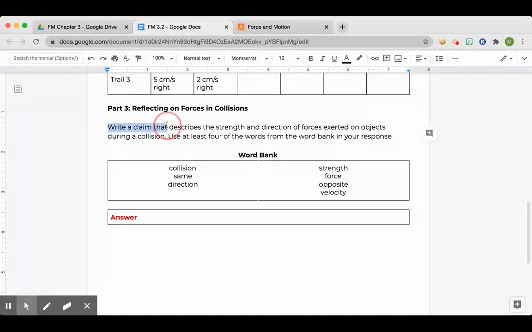After you do all of that, you're going to write a claim that describes the strength and direction of forces exerted on objects during a collision. And you're going to try your best to use at least 4 words from the word bank in your response. And here's the word bank. So try your best to use 4 words from the word bank and describe the strength and direction of forces exerted on objects during a collision here. It should be about 1 to 2 sentences.